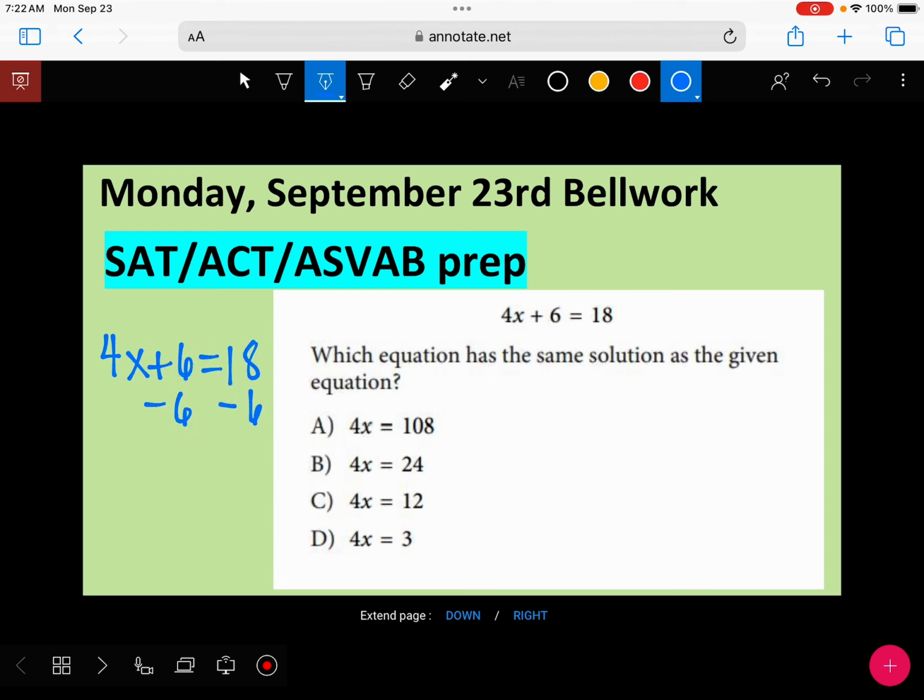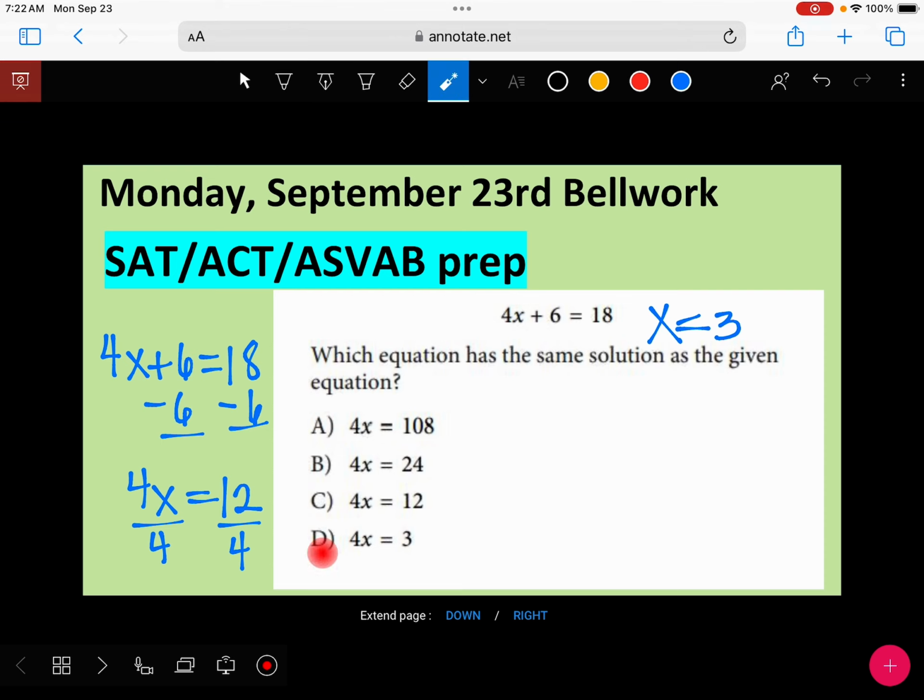And then what else will we do? Divide by 4. Okay. So we figured out that x equals what? 3. So now we need to determine which one of these equations has the same solution. And we can kind of see it even from this step. Even if you didn't solve it all the way, we could see from here that once we subtract that 6, the 4x equals 12 was also here. So the equivalent equation would be C.